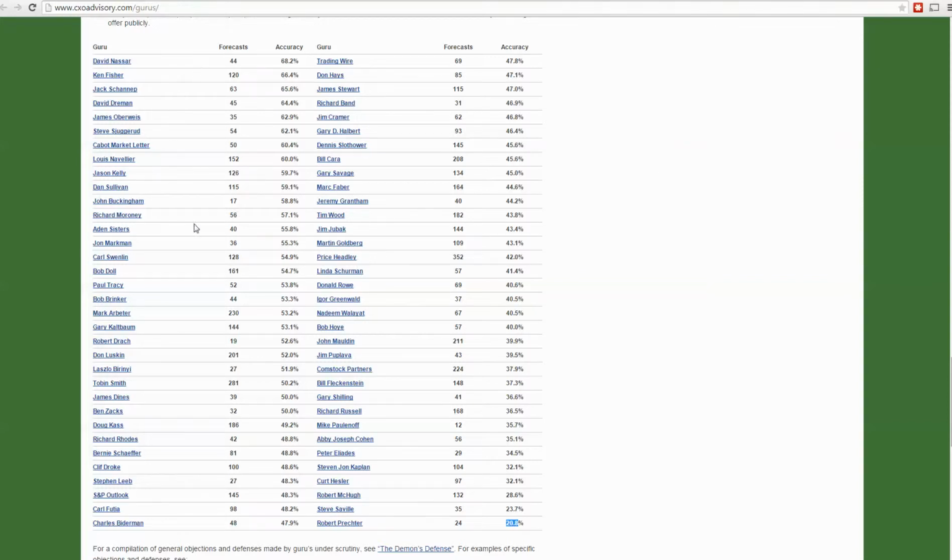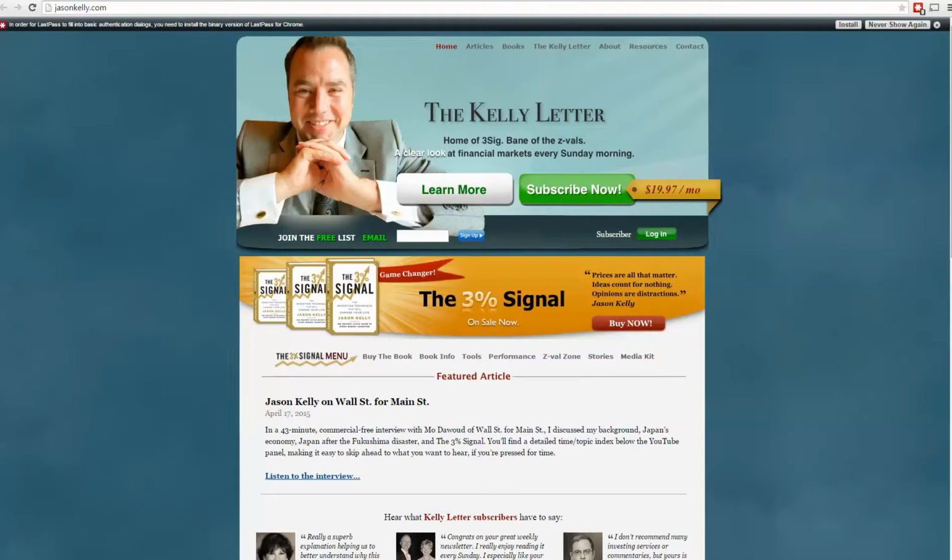Looking at this list, one particular person I enjoy is Jason Kelly, here at 59.7% with 126 forecasts, which is a pretty reasonable number in the top 10, where you can see the majority were, Ken Fisher, 120, about the same number, with a little bit higher. But really, when it comes down to it, you have to find a source that you find to be fundamentally strong. The one I just mentioned, you can visit jasonkelly.com, a website where he talks about his 3-signal, visiting your stocks every quarter.